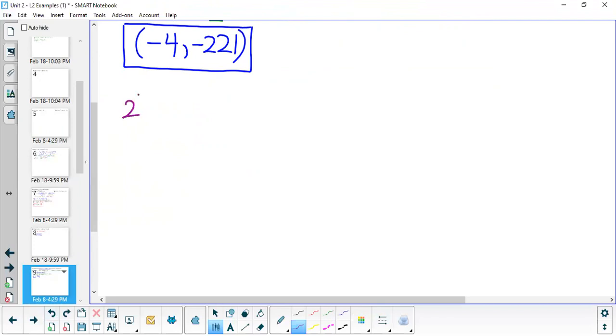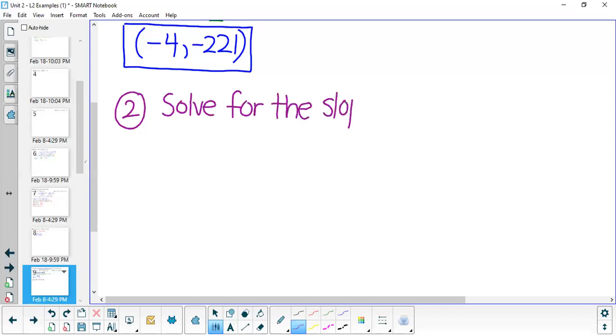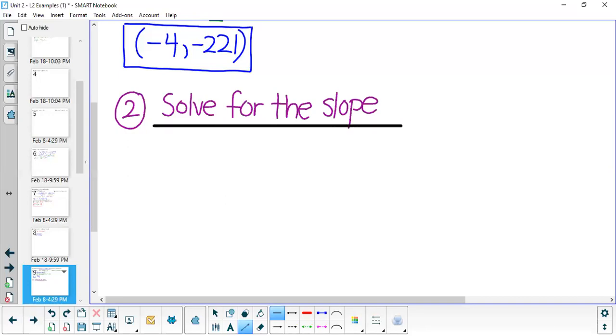So step 2 is going to be to solve for the slope. So solving for the slope means I'm going to require f prime of x. So you got this far in hallway math. Let's check what your answer is.